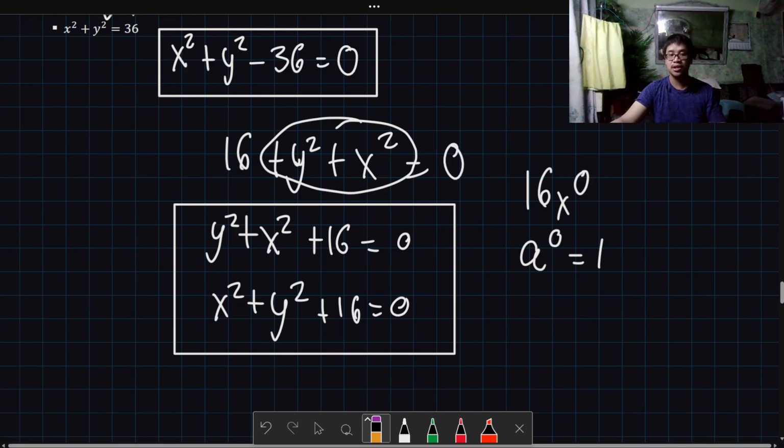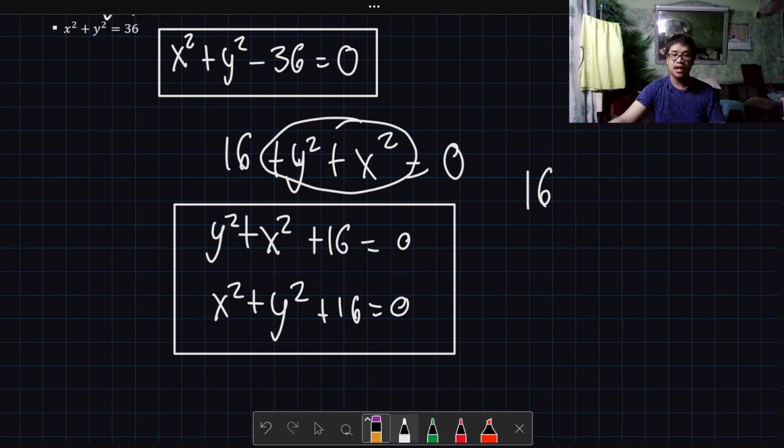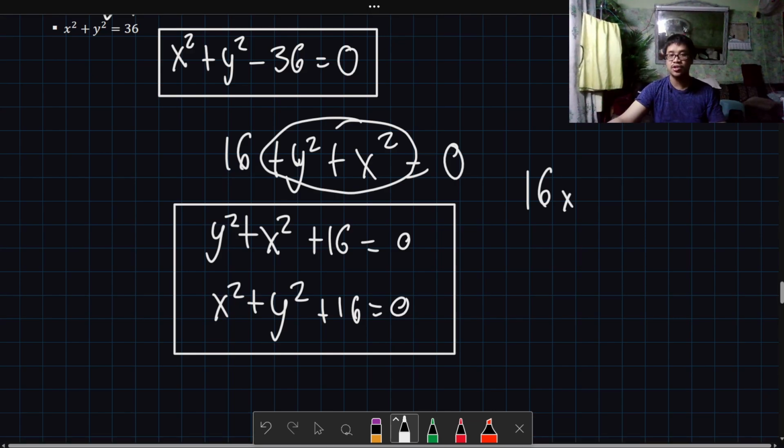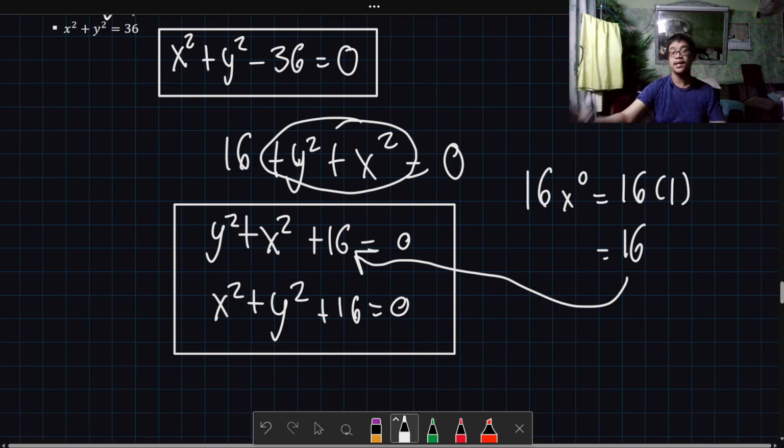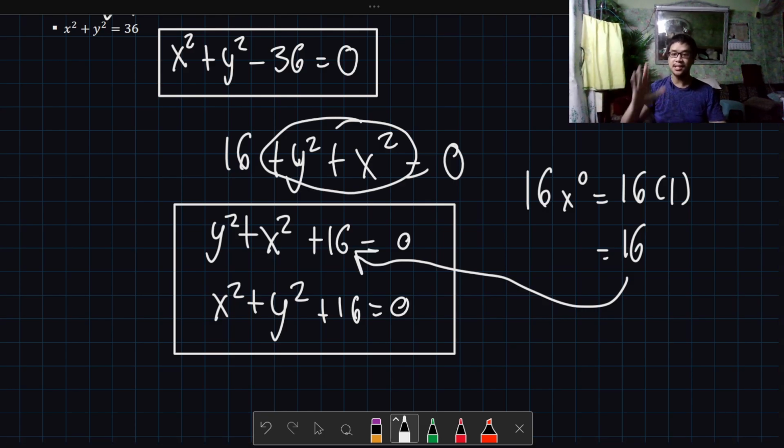But if it's not 0, for example, 2 raised to 0, or let's just say x raised to 0, they all equate to 1. So therefore, 16 times x raised to 0 is just simply the same as 16 times 1. So you have 16, which makes sense because a constant term exists as a number, no variable. So therefore, the exponent, if ever there's a variable for a constant term, should always be 0.